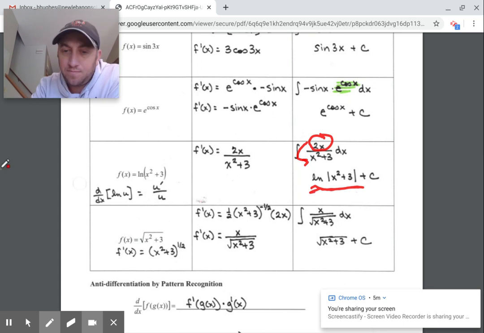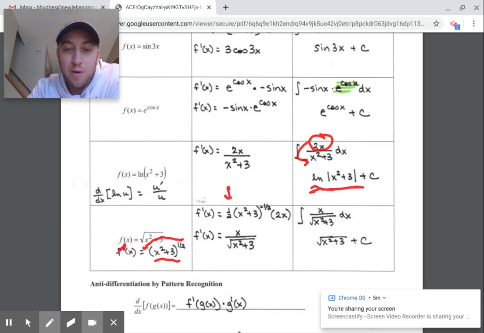And then this last one here, a little bit more complicated. I have x squared plus 3 to the 1/2 power. That's my original function. So if I were to take the derivative of that, I would have to take the 1/2, bring it down in front, which is what we're doing right here.